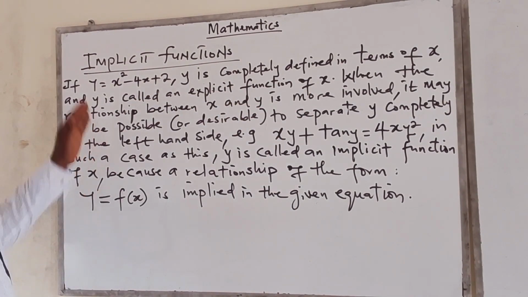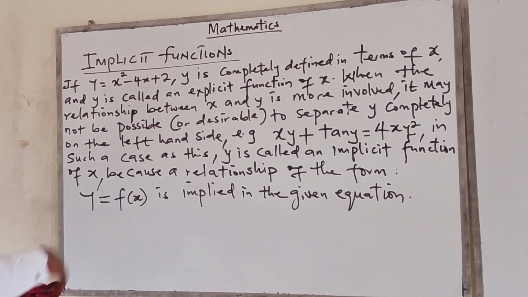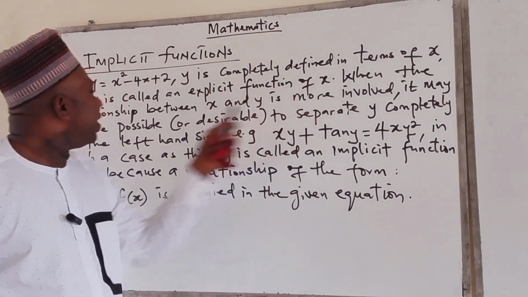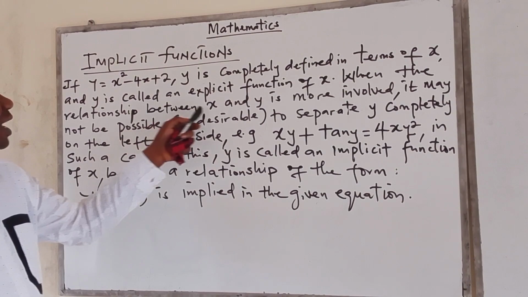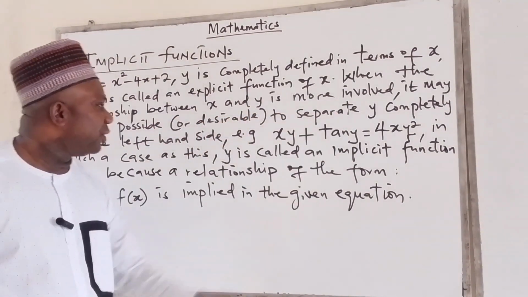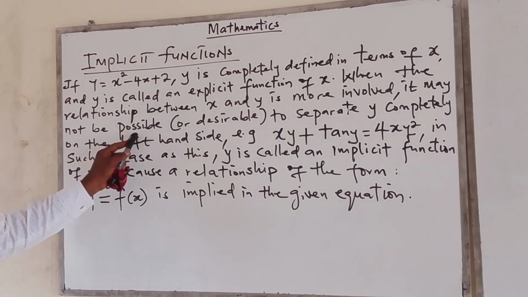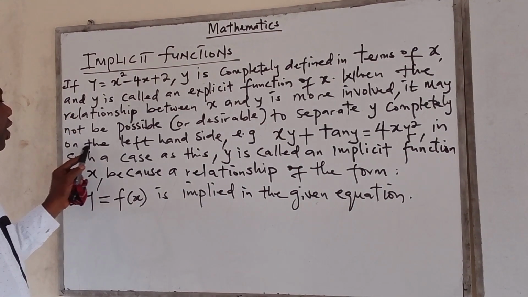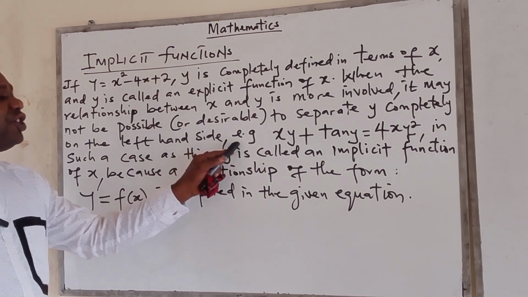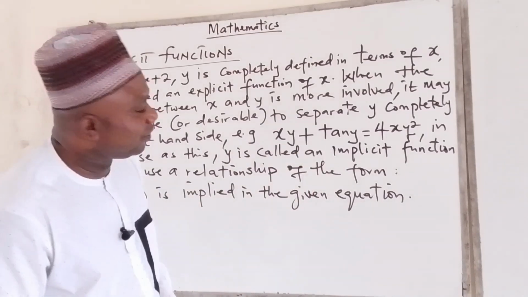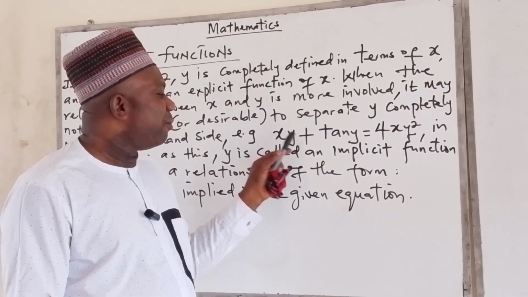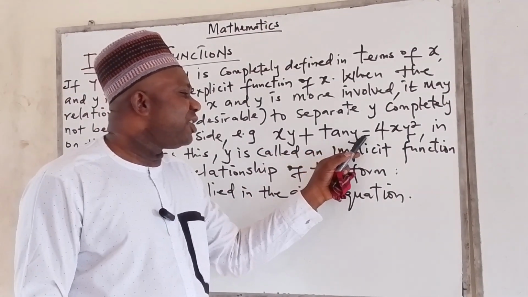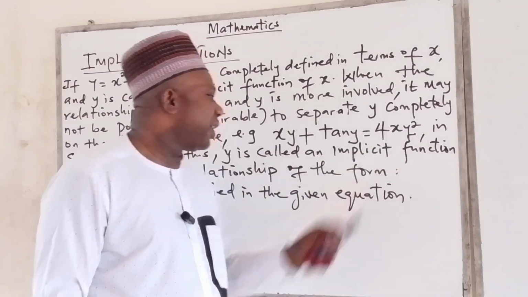The reason is because y is on the left hand side and x is completely on the right hand side. So when the relationship between x and y is more involved, it may not be possible or desirable to separate y completely on the left hand side. For example, let's consider this: xy plus tan y is equal to 4xy squared.